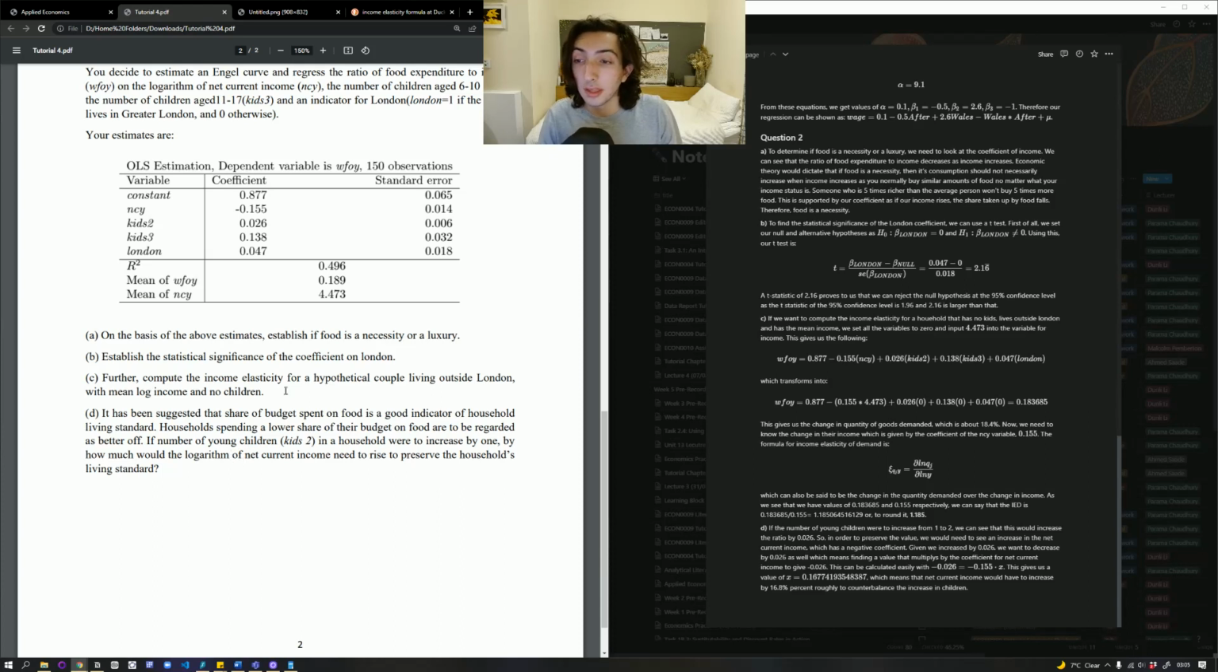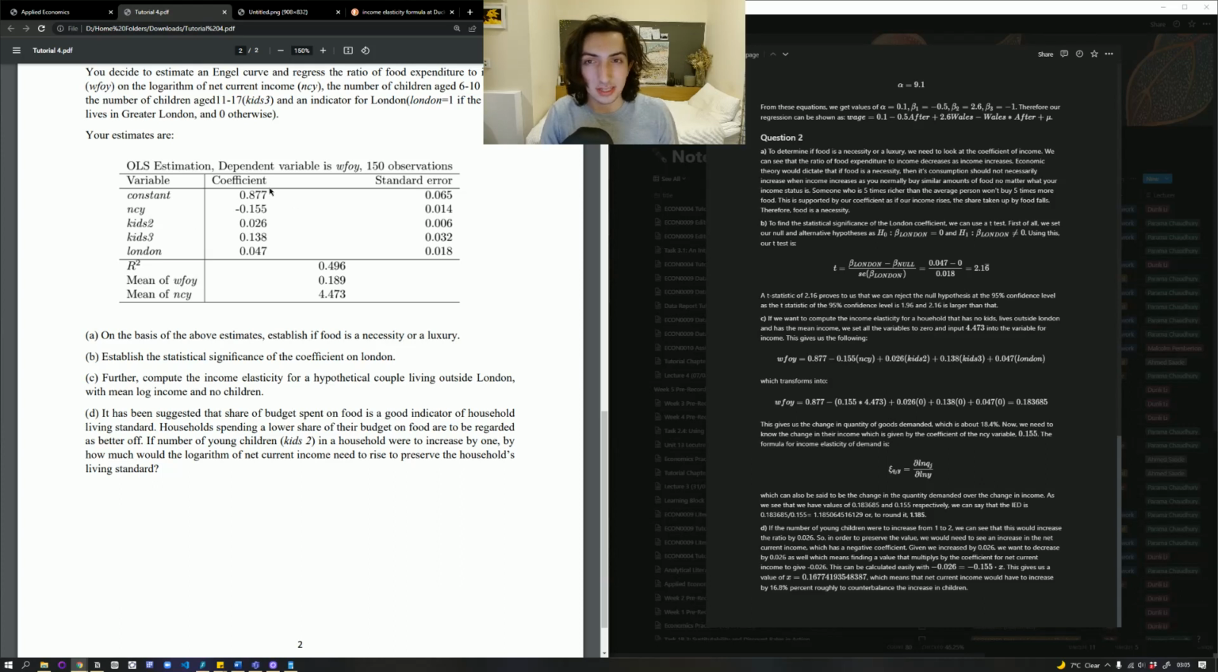Now, what we have to do here is trade off between two things. If we increase the number of kids by 1 unit, the coefficient dictates that WFOY is going to increase by 0.026, in percentage terms. So we need to counteract that. In order to do that, we need to find a way to reduce it back to our original, and the only way we can really do that is through the income.